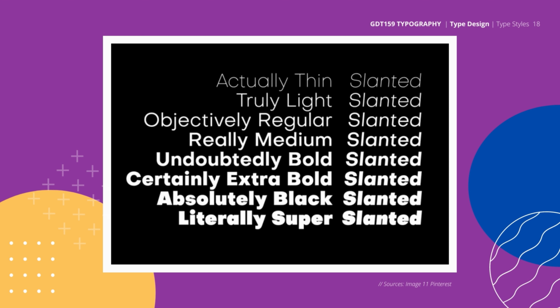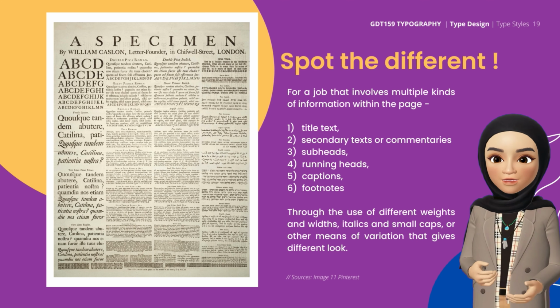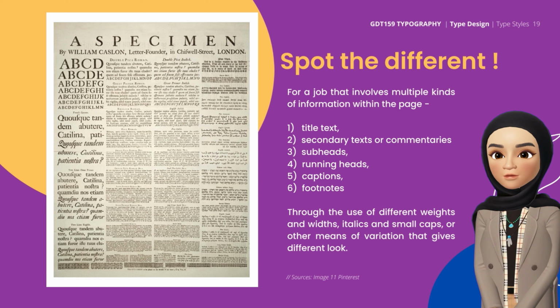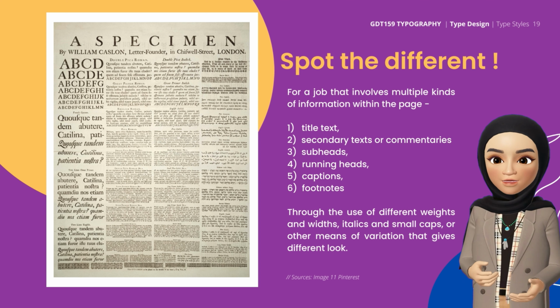Here is the example of different thickness of Roman. As you can see, the differences between the thin and super black. Spot the difference. On the left side is the example of newspapers that use different type styles.